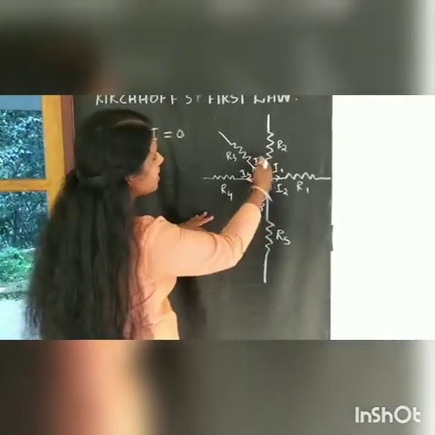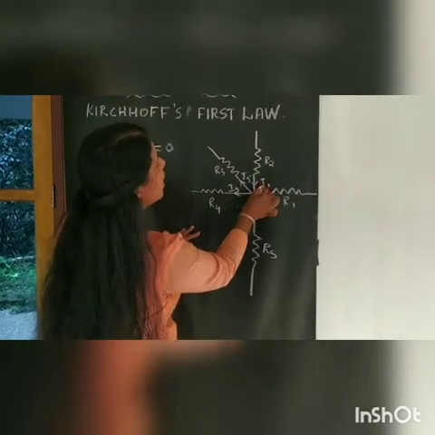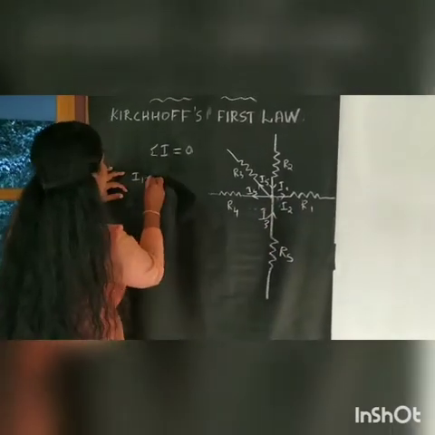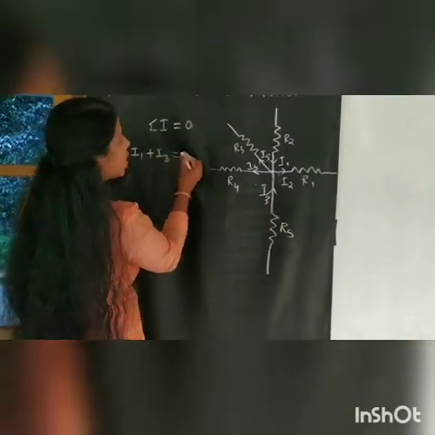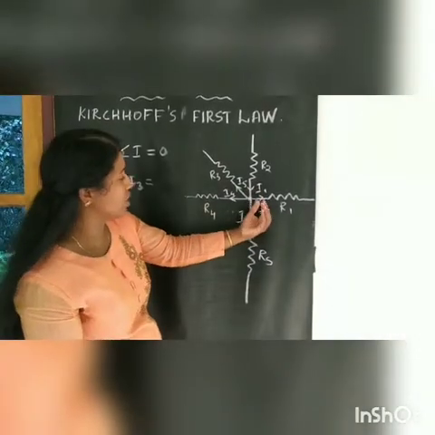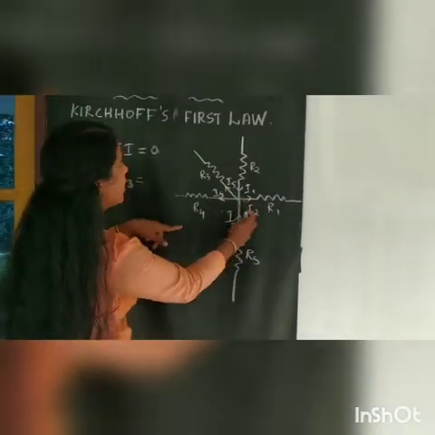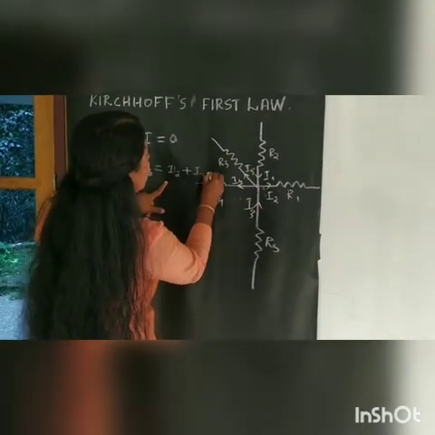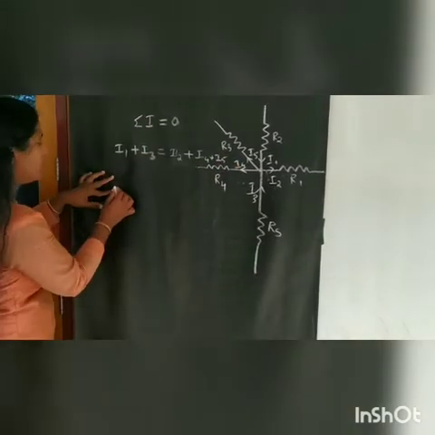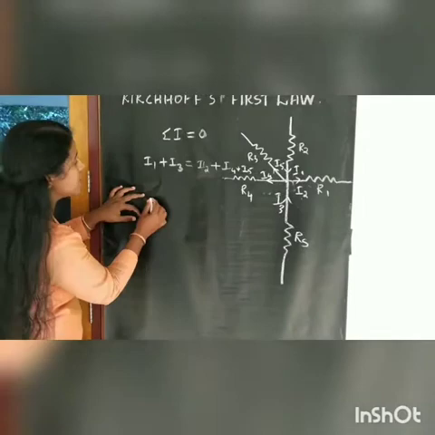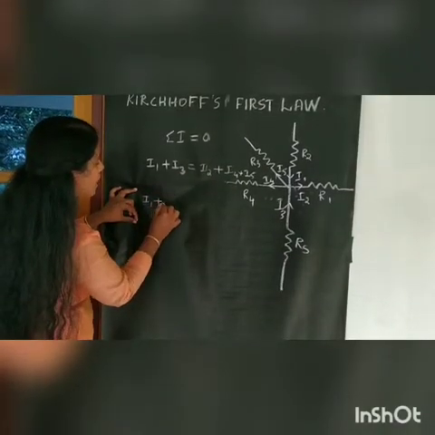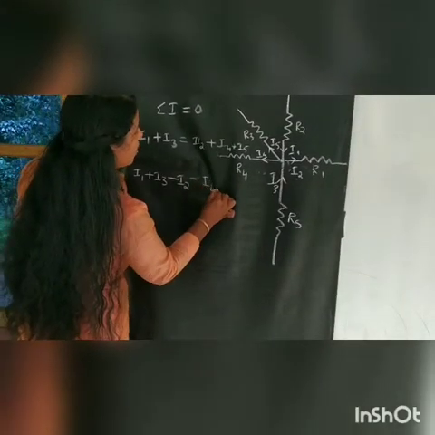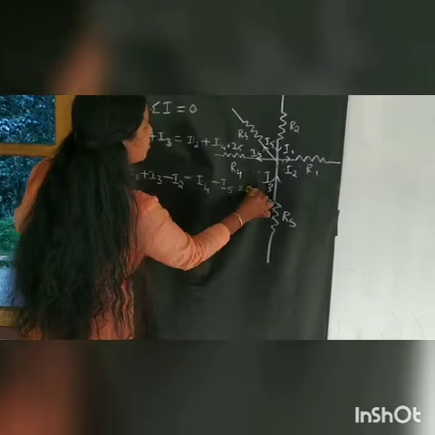First case, which current is entering the junction? This is the junction. Here is I1, and next is I3. So I1 plus I3 is equal to the sum of the current leaving that junction. Here the currents going outside are I2 plus I4 plus I5. That means the sum of the currents is equal to 0. Then I1 plus I3 minus I2 minus I4 minus I5 is equal to 0.